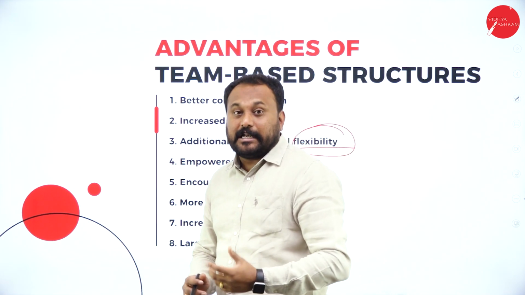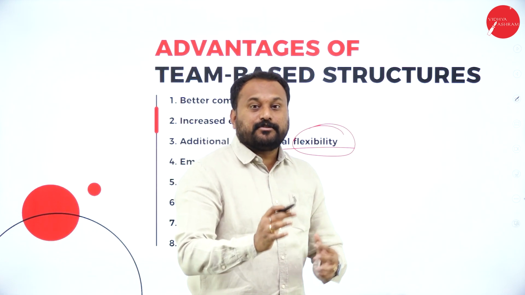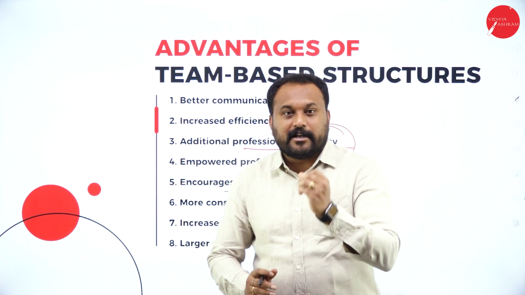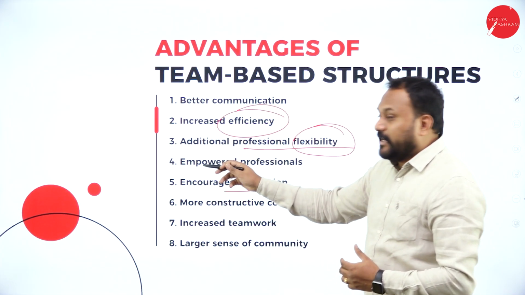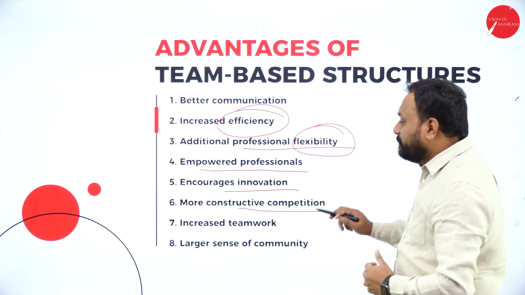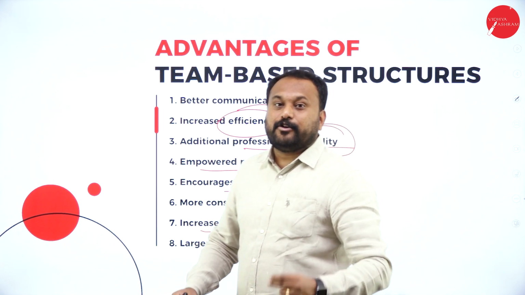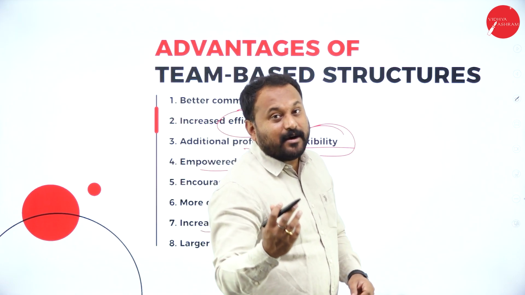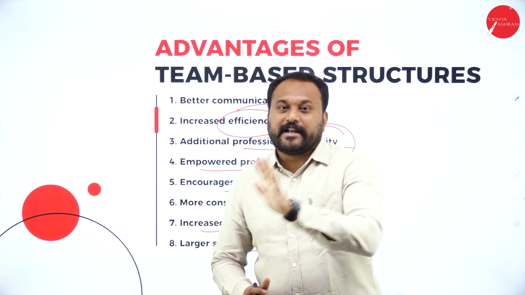So who should be the person? Now there is this player who comes out of nowhere and says to Dhoni that I will bowl. That is Joginder Sharma. Now when Joginder Sharma comes and says that I will bowl, see, that is what it is, right? That is encouraging innovation, increased efficiency, additional professional flexibility, empowered professionals, more constructive competition, increased teamwork, a larger sense of community. So then what happened? Everybody said, okay, let's give him a chance, and MS Dhoni took a chance, and then they bowled, and what happened? India won the first T20 World Cup. So this is what happens in a team-based organization.